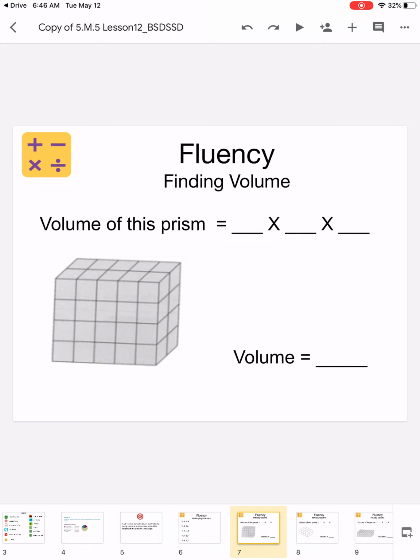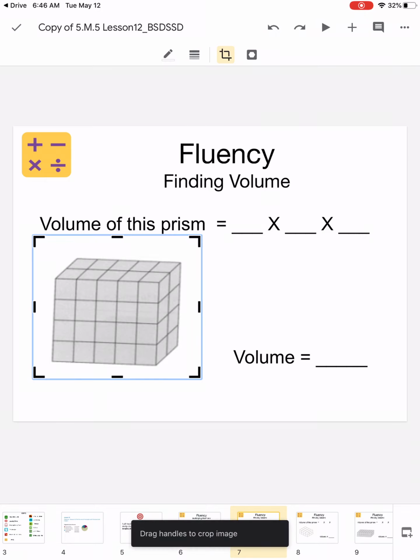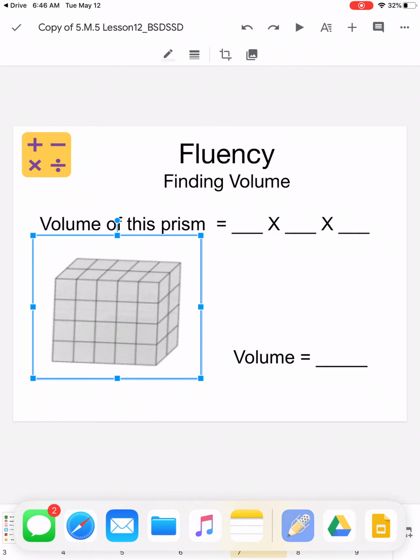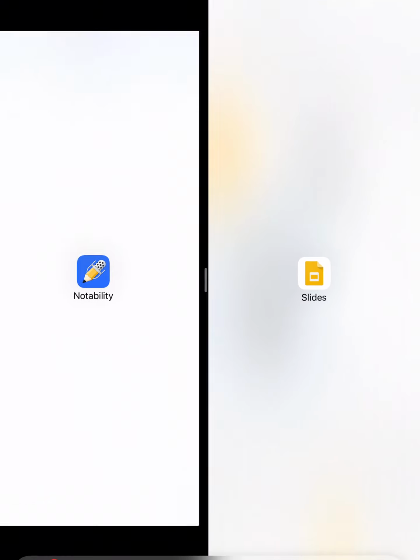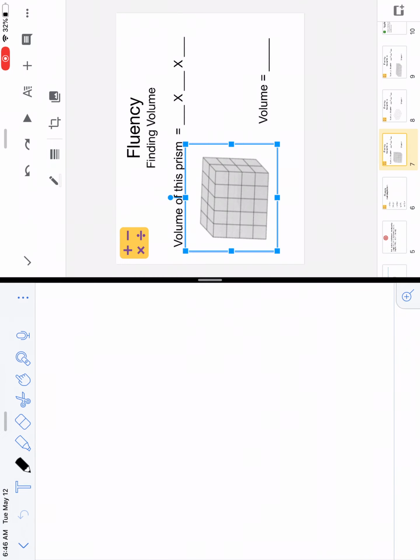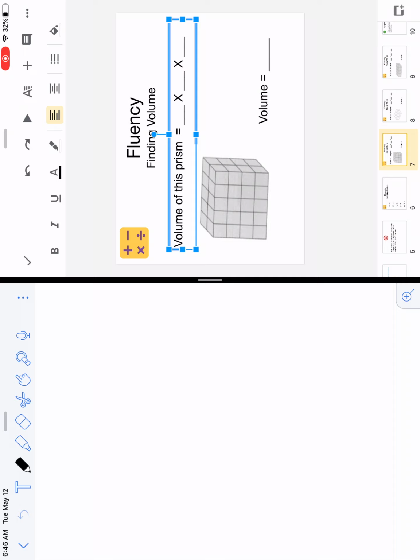Quickly, we can do this volume of a prism. Okay, we have the length of 1, 2, 3, 4, 5. And we have a width of 2 and a height of 1, 2, 3, 4. So 5 times 2 is 10, times 4 is 40. So the volume of that prism is 40 units cubed. There we go. Don't forget that label there.